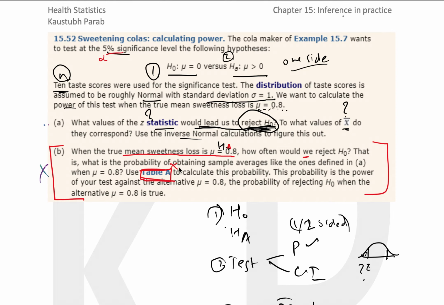That is, what is the probability of obtaining a sample average, like the ones defined in part A, when mu equal to 0.8? So use table B. Instead of that, we are going to just refer to B, because we have to stick to what we have covered so far. Using that table, calculate this probability. This probability is the power of the test against the alternative hypothesis, mu equal to 0.8.